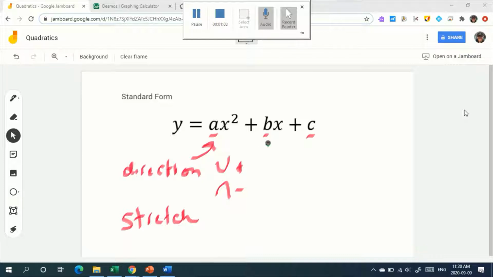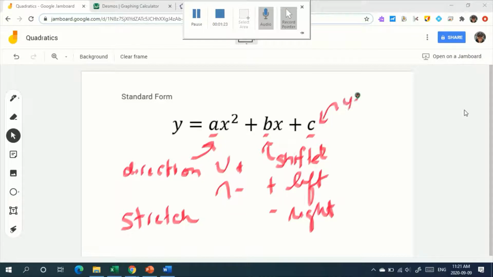The b, on the other hand, tells us whether this parabola is shifted left or right. So if we have a positive b, it will shift to the left. If we have a negative b, it will shift to the right. And the c tells us the y-intercept.